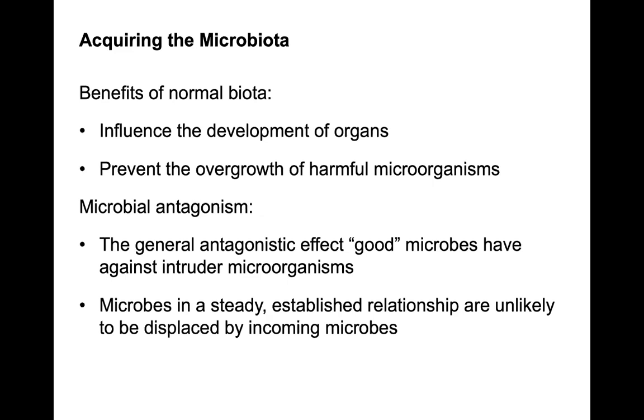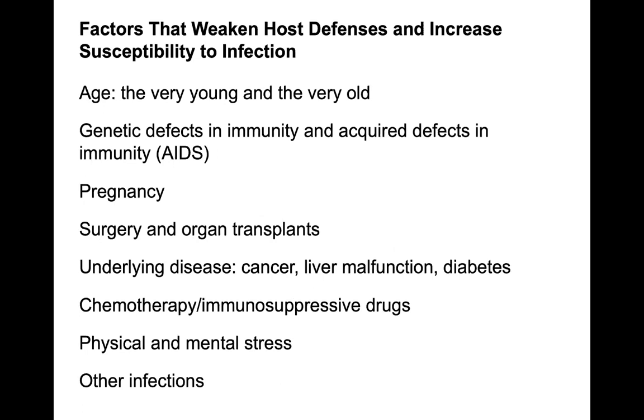Microbes in a steady established relationship are unlikely to be displaced by incoming microbes. So your good gut bacteria will definitely defend against new and intruding bad ones. Now, factors that can weaken the host defenses and increase susceptibility to infection: age. You might have heard me talk through the chapters in Unit 3 that the very young and very old are more susceptible to infections. We have genetic defects in immunity and acquired defects such as AIDS, which is acquired immune deficiency syndrome. This is the result of an HIV infection that is not managed very well.